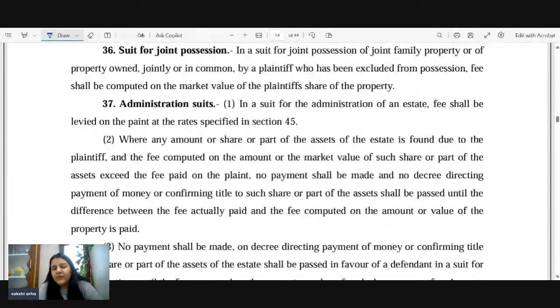Next is 36, suits for joint possession. In a suit for joint possession of joint family property, two people want joint possession in the property, okay, then it will be the market value of the plaintiff's share of the property. Simple.